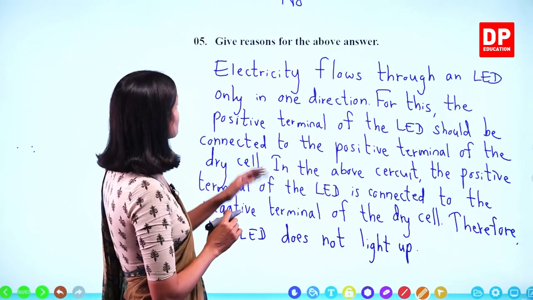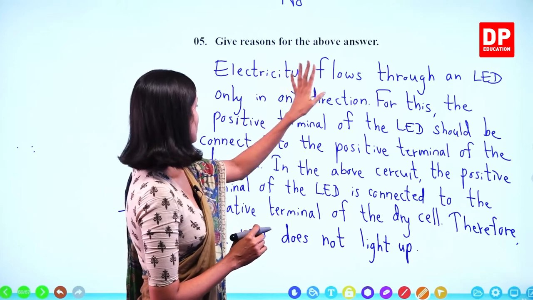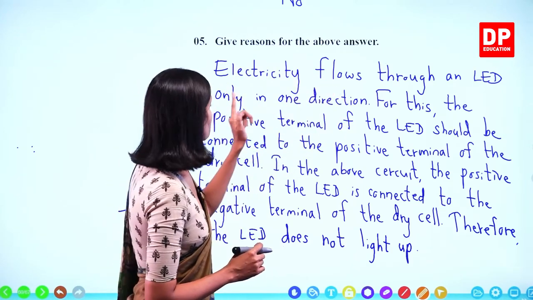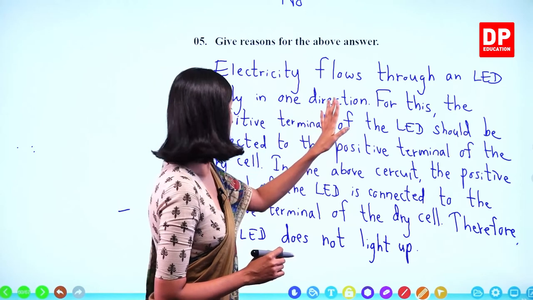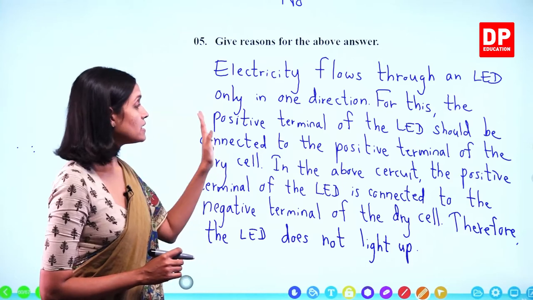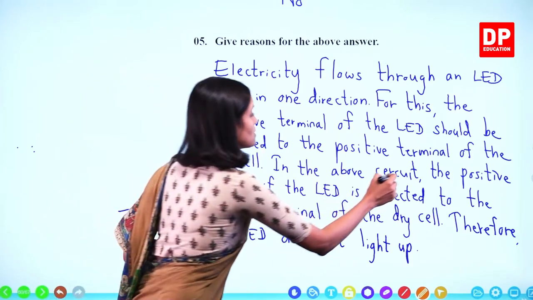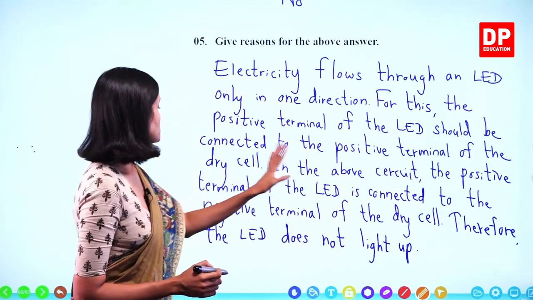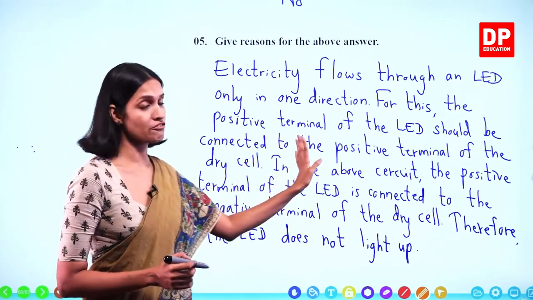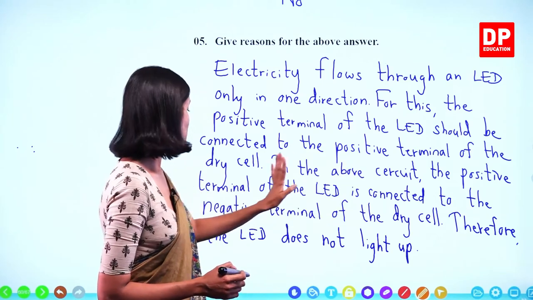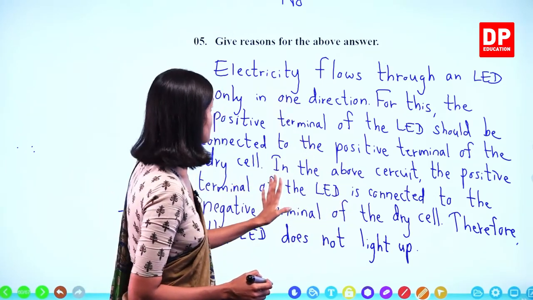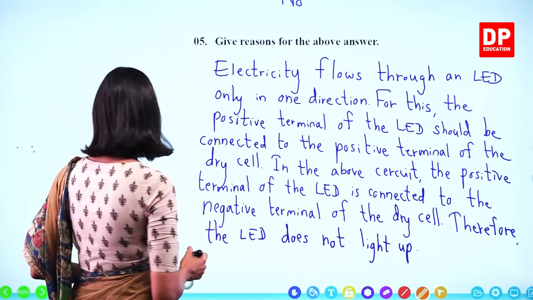Okay, children, electricity flows through an LED only in one direction. For this, the positive terminal of the LED should be connected to the positive terminal of the dry cell. In the above circuit, the positive terminal of the LED is connected to the negative terminal of the dry cell. Therefore, the LED does not light up. We are asked to write the reason. Okay? We'll move on to the next.